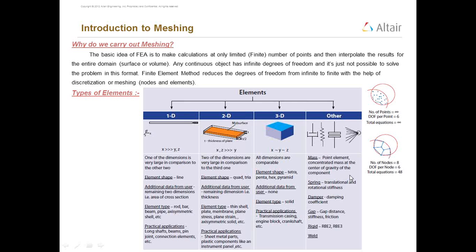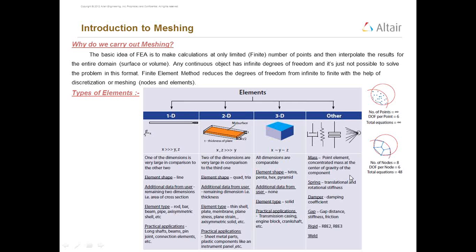Then 2D elements. The 2D can be defined as 2 of the dimensions being very large in comparison to the third one. The element shape for 2D meshing is quad and triad.